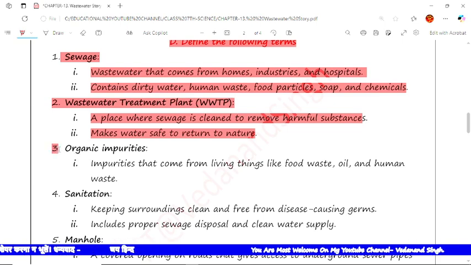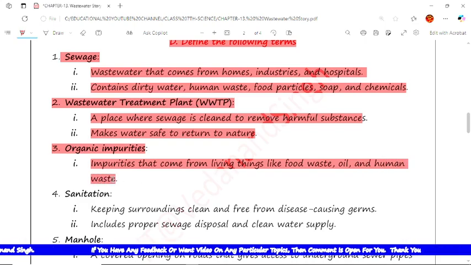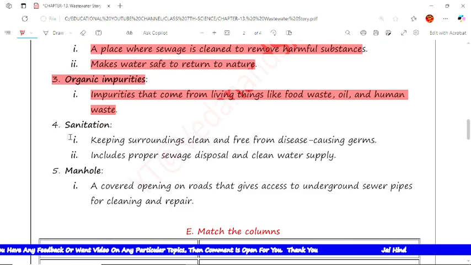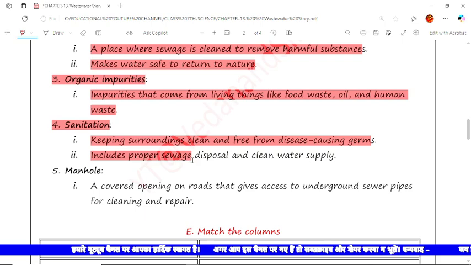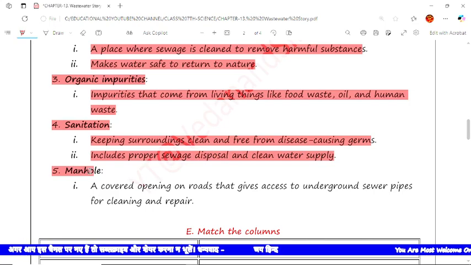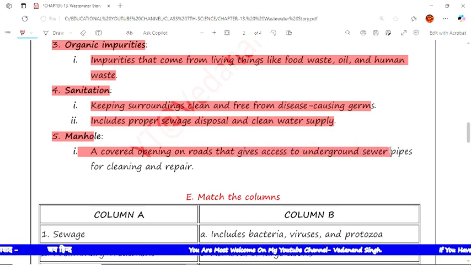The next term is organic impurities. The first point: impurities that come from living things like food waste, oil and human waste. These are organic impurities. Next term is sanitation. Keeping surroundings clean and free from disease-causing germs, that is sanitation. Second point: it includes proper sewage disposal and clean water supply. The next term is manhole. A covered opening on a road that gives access to underground sewer pipes for cleaning and repair.